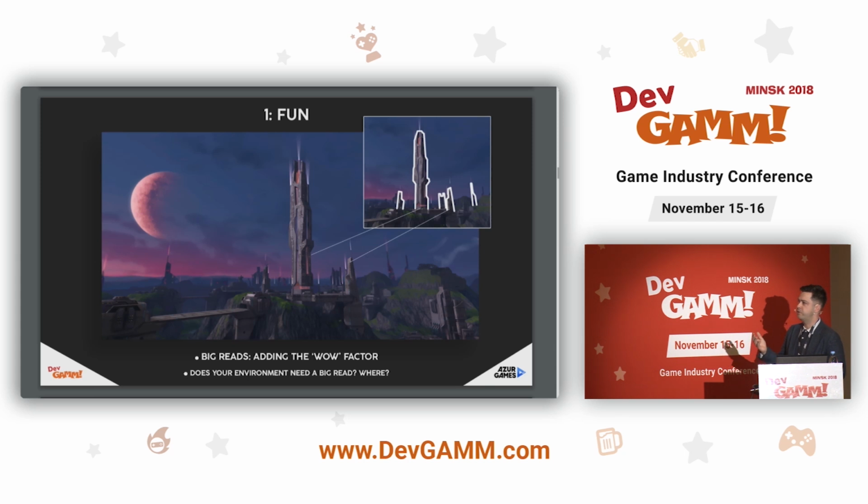So perhaps when you're looking at your own game, think to yourself, does it have that wow factor? How do I add that wow factor? Perhaps what you need is a big read. Something that tells you straight away what kind of gameplay you're in, perhaps the setting. Because if you walk out of the airport in Paris and you see the Eiffel Tower, it can tell you a lot straight away. And we'll discuss this a little bit more further down the line.